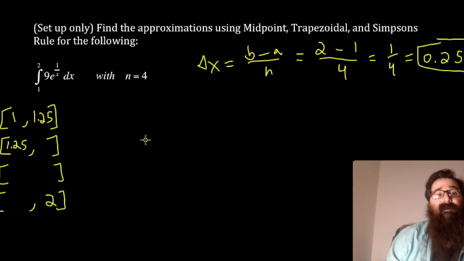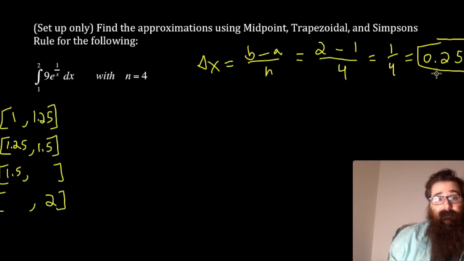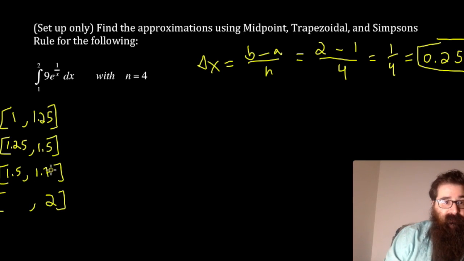So here the second subinterval should start at 1.25. And then to complete that subinterval, we add delta x again. So 1.25 plus 0.25 gives us 1.5. The third subinterval should start at 1.5. We add delta x again, gives us 1.75.